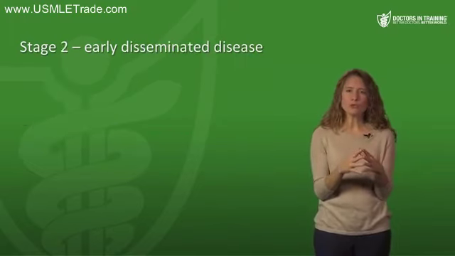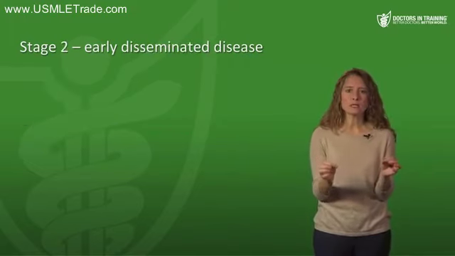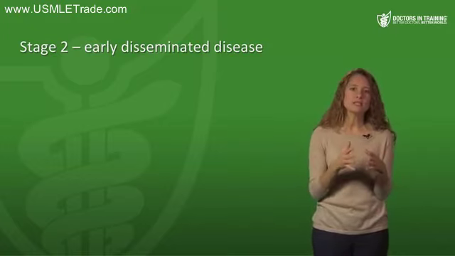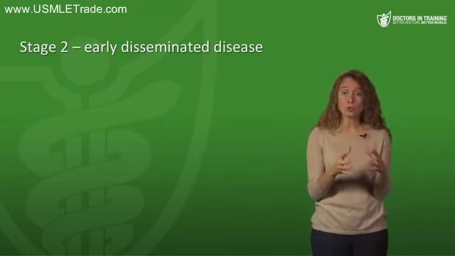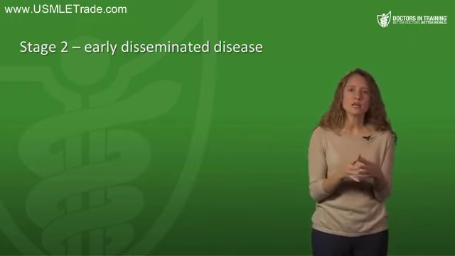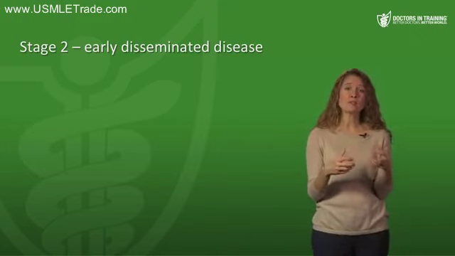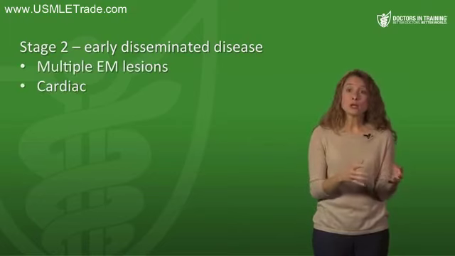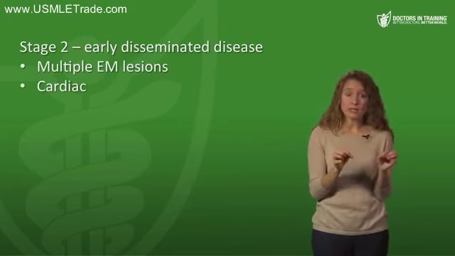Now, stage 2 is referred to as early disseminated disease, and this occurs weeks to months after that tick bite. This phase results from the blood-borne spread of the spirochete. The first thing that infected people may notice in this phase is the presence of multiple erythema migrans lesions. Cardiac and neurological symptoms can also become apparent in this stage.